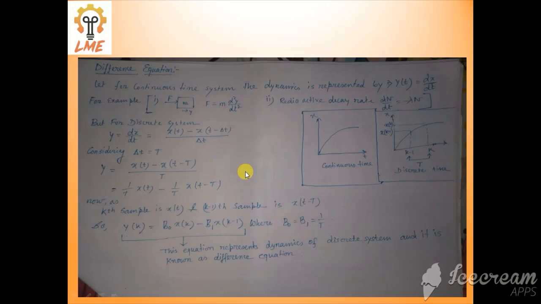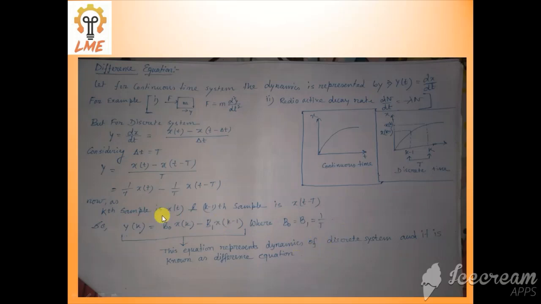Now you can think like this: if x(t) is the kth sample in discrete time and x(t - T) is the (k-1)th sample in discrete time, then you can write the kth sample as x(k) and the (k-1)th sample as x(k-1). So the equation (1/T)x(t) - (1/T)x(t - T) can be written in the discrete domain as y(t) converted into y(k) = b0 x(k) - b1 x(k-1), where b0 is 1/T and b1 is also 1/T.